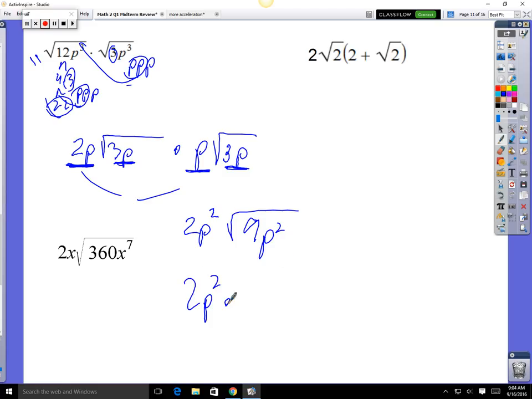2p squared times square root of 9 is 3, and square root of p squared is p. So you're going to end up with 2 times 3, 6, and p squared times p to the 1 is p to the 2 plus 1. You should end up with 6p cubed.